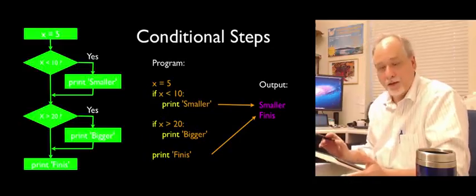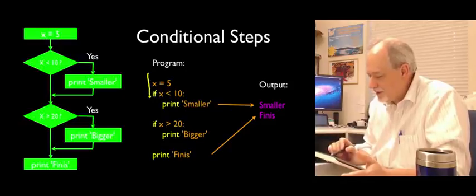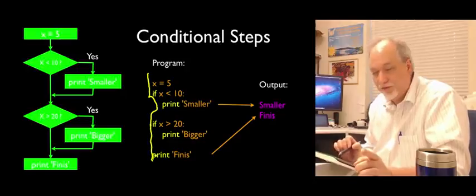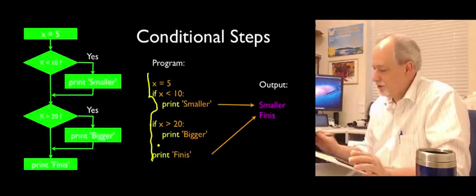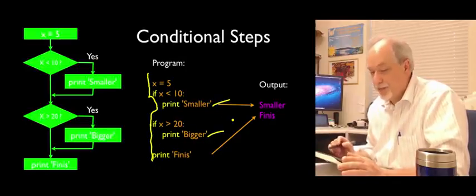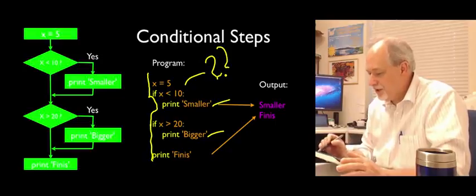Okay? So let's go through that a little faster. Set x to 5. If x is less than 10, print smaller. Then if x is greater than 20, which it's not, skip that, and then print fini. That's the short version of it. Okay? Conditional steps. This step is conditional. This step is conditional. They may or may not be executed based on the result of the question.